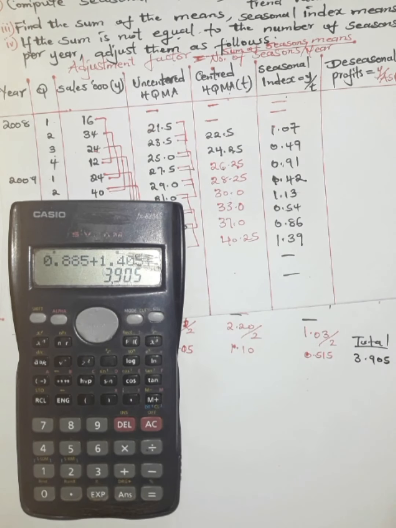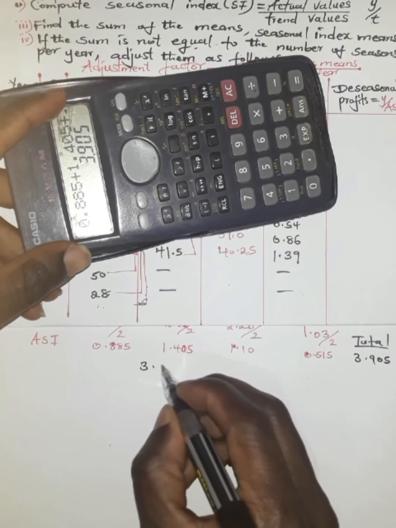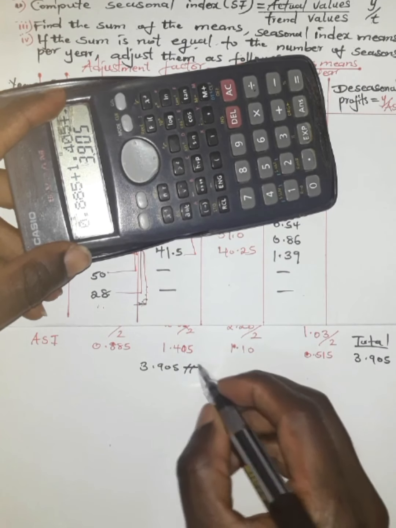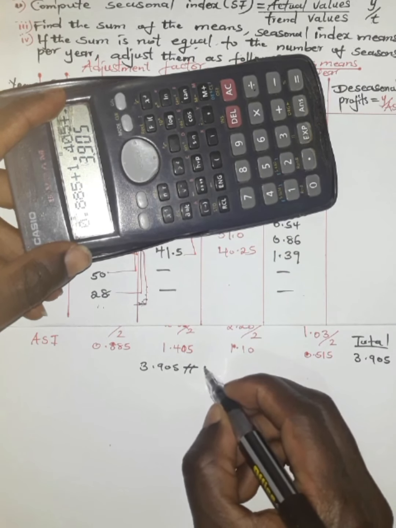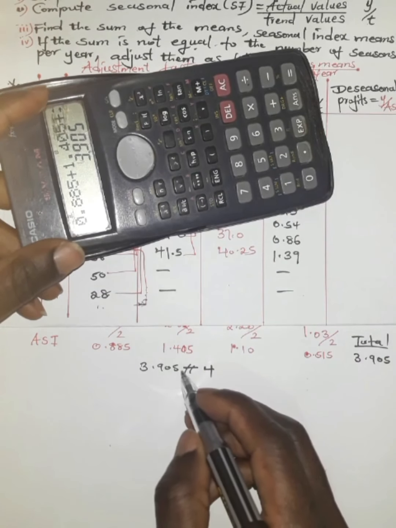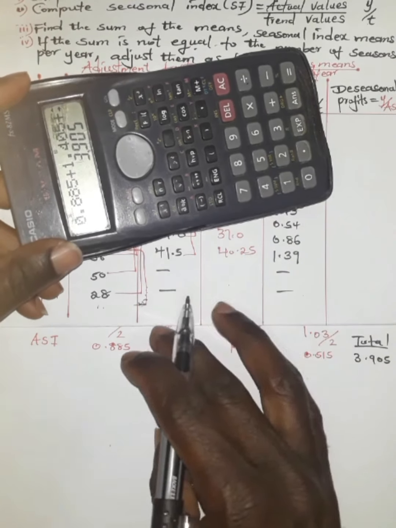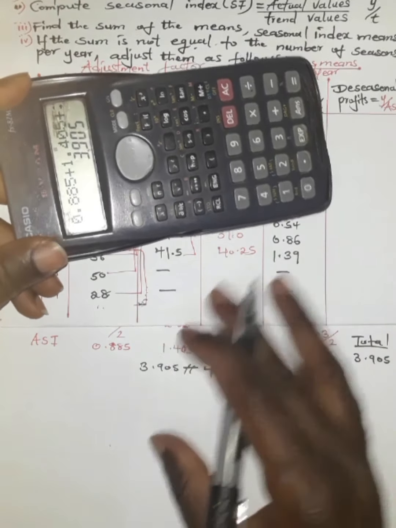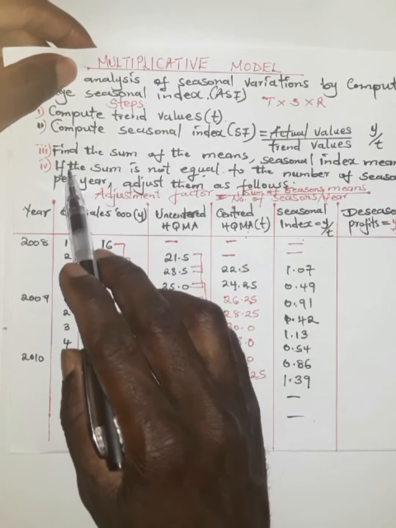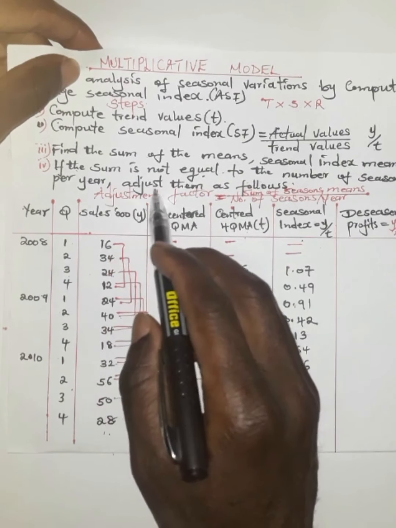3.905. So we know that 3.905 is not equal to the number of seasons, which is 4. Don't round off, because actually the slight difference here is what brings the variation that we are trying to focus on. Then what does the last step say? If the sum is not equal to the number of seasons, like in this case, adjust them as follows.